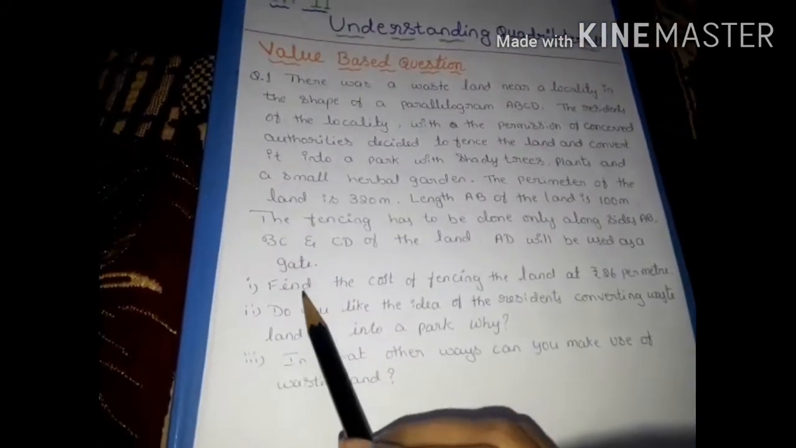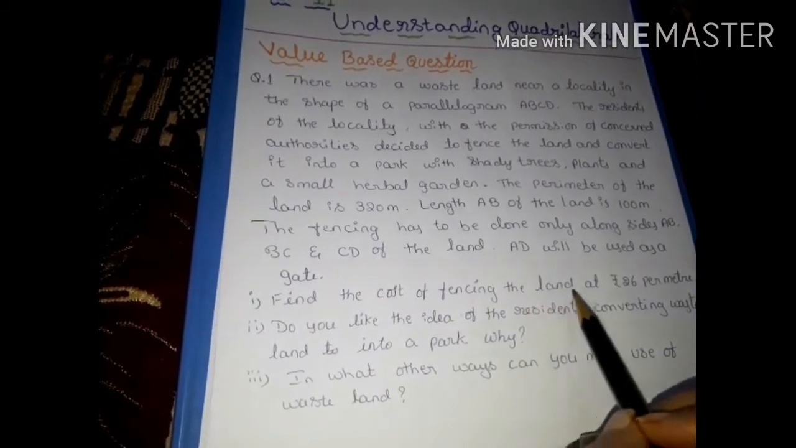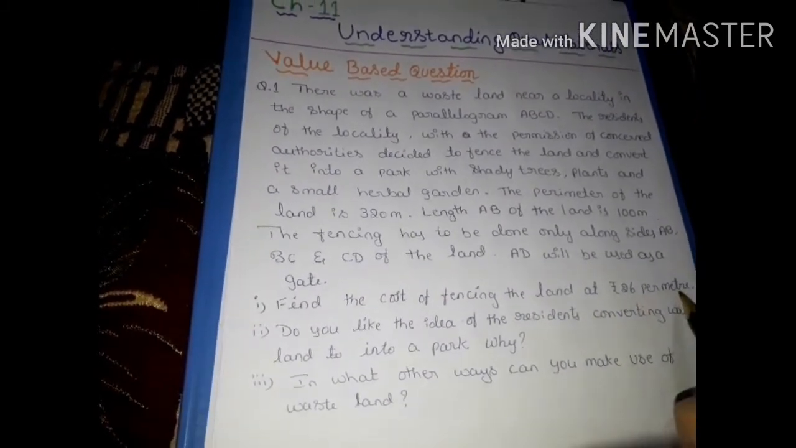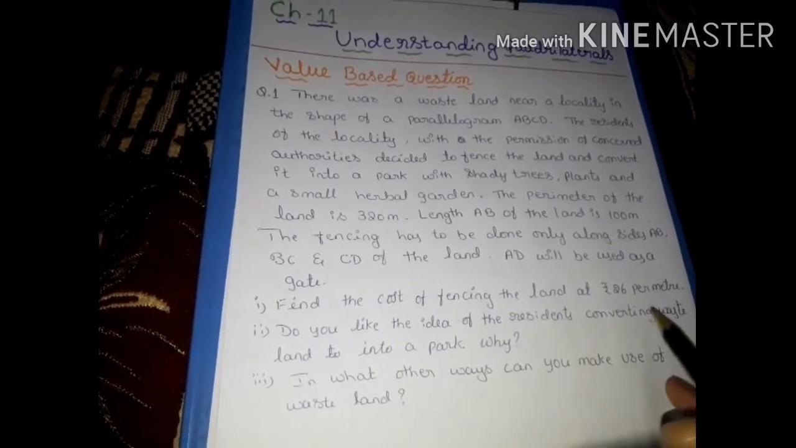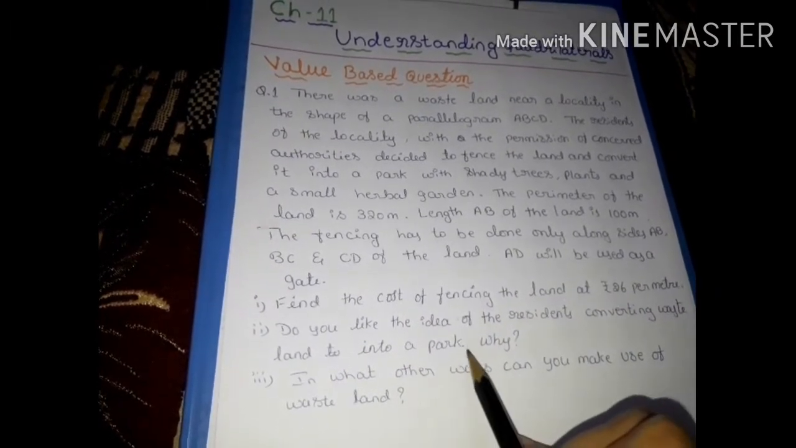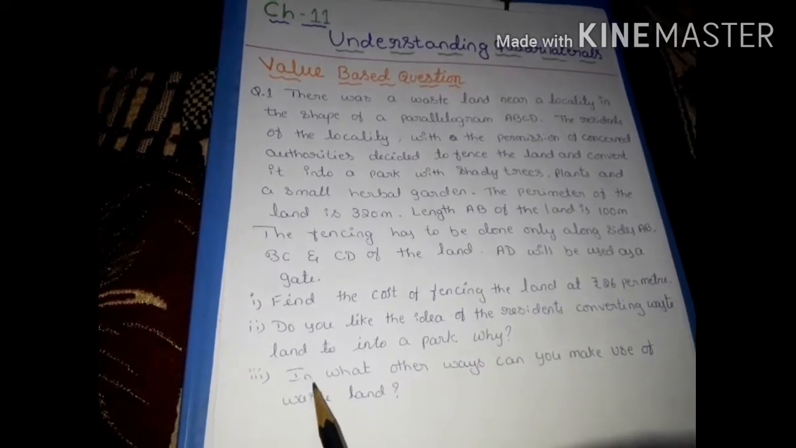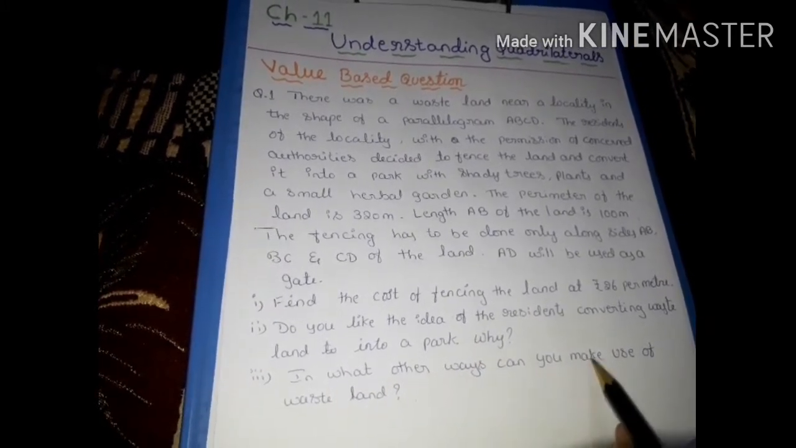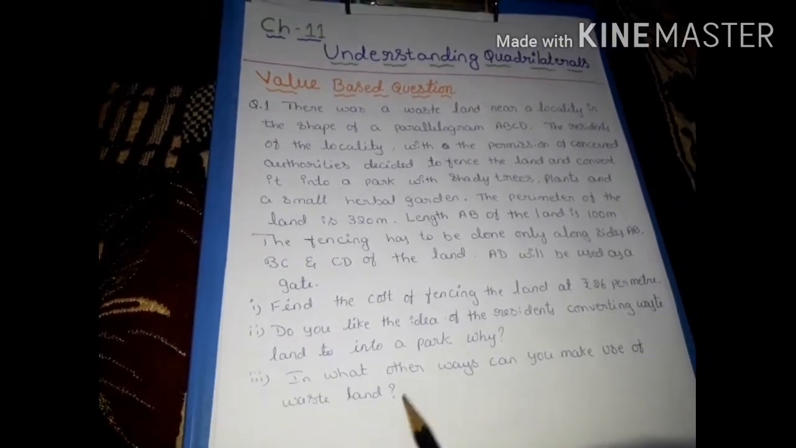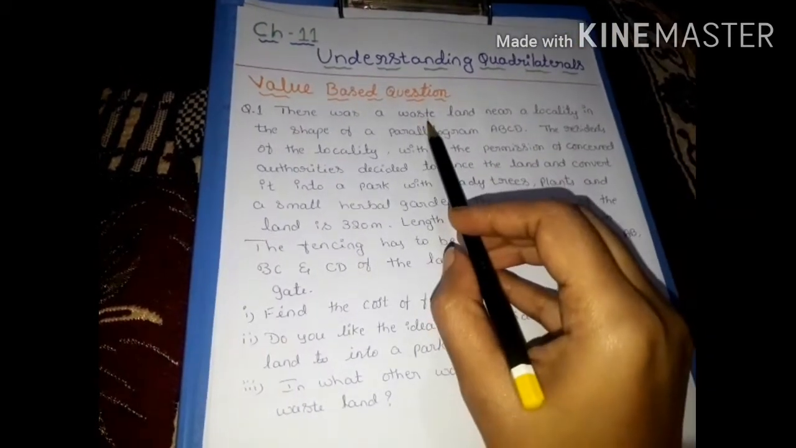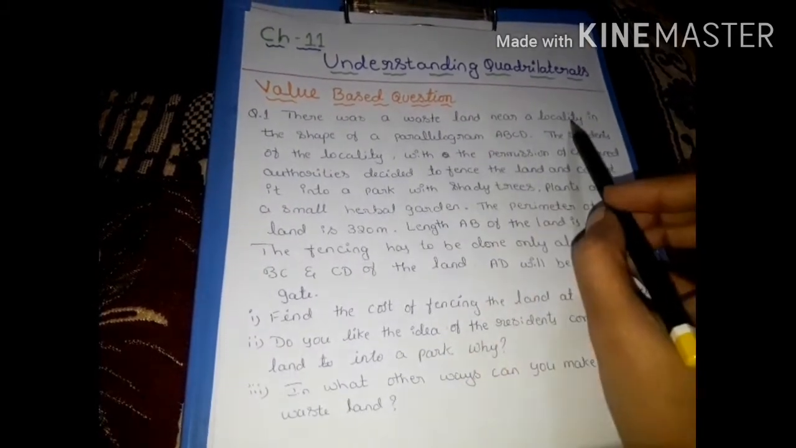Sub questions given here. Find the cost of fencing the land at rupees 26 per meter. Do you like the idea of the residents converting wasteland into a park? Why? In what other ways you can make use of wasteland?